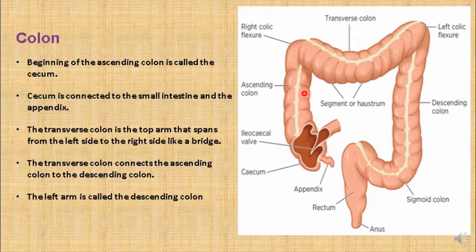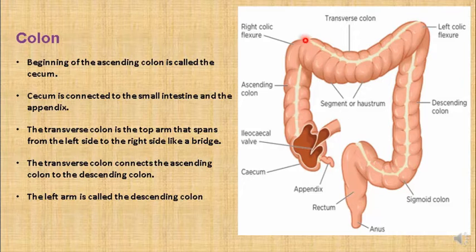This is the beginning of the ascending colon. The ascending colon is on the right side of the body. And this is what? Cecum. And this is the appendix. The cecum is a small pouch-like structure which connects it to the small intestine. It is a part between the ascending colon and the appendix.